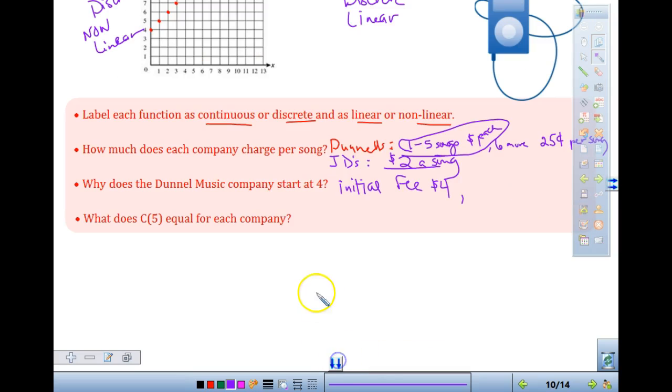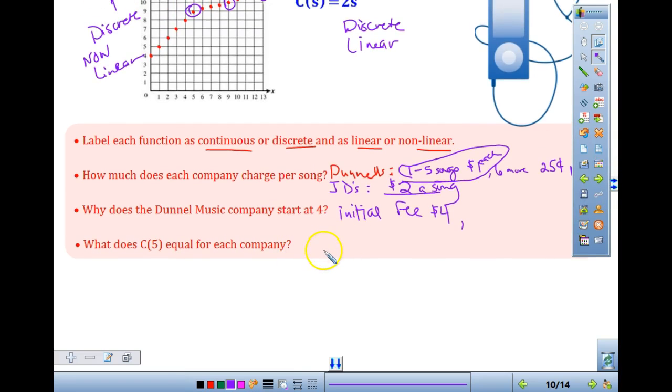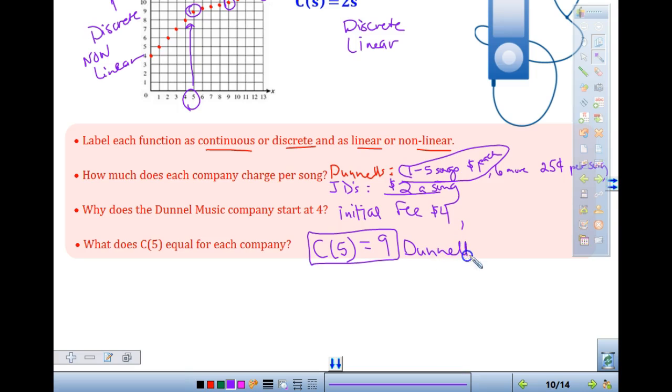This is what I was thinking was kind of leading into your quiz. It says, well, what's C of 5 for each company? Well, if you look at Donnell's C of 5, that means at 5, how much did they charge? They charge $9. This is the answer, okay? C of 5 equals 9. That was for Donnell's.